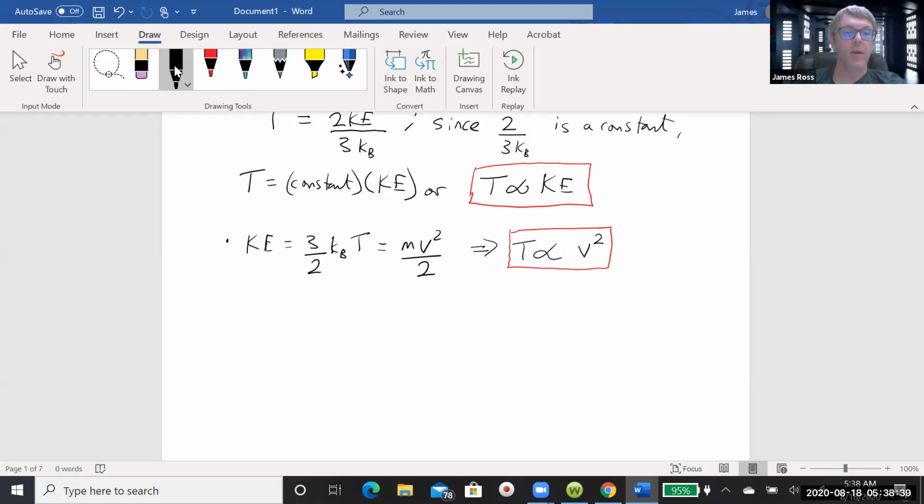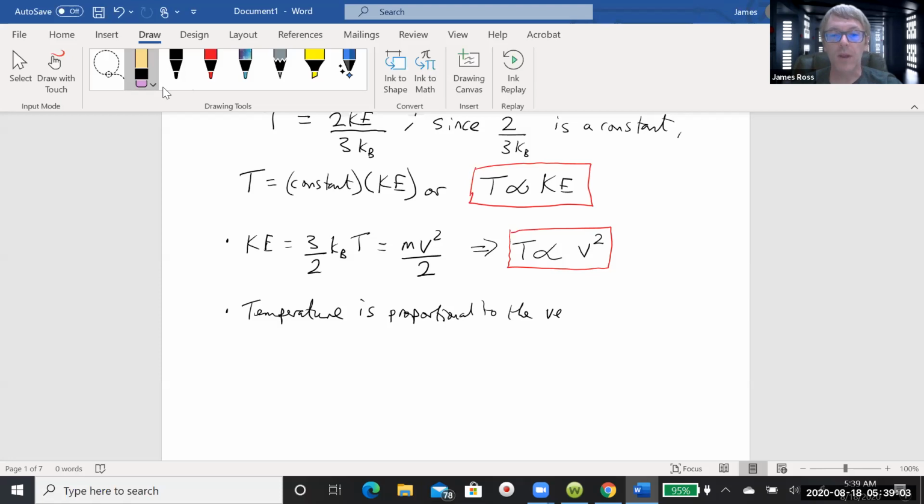So just a comment on what we've seen so far in words. We've seen that temperature is proportional to the square velocity of molecular motion.